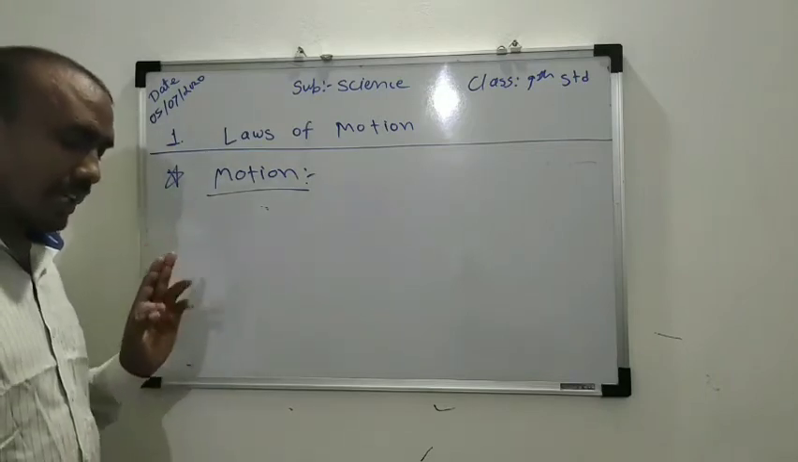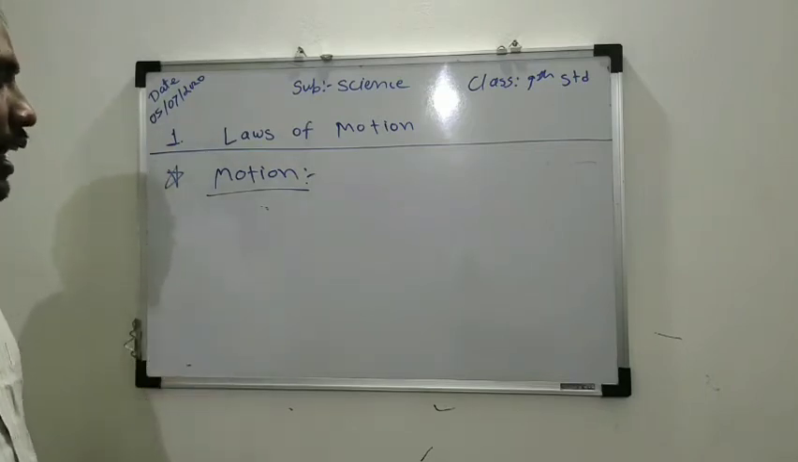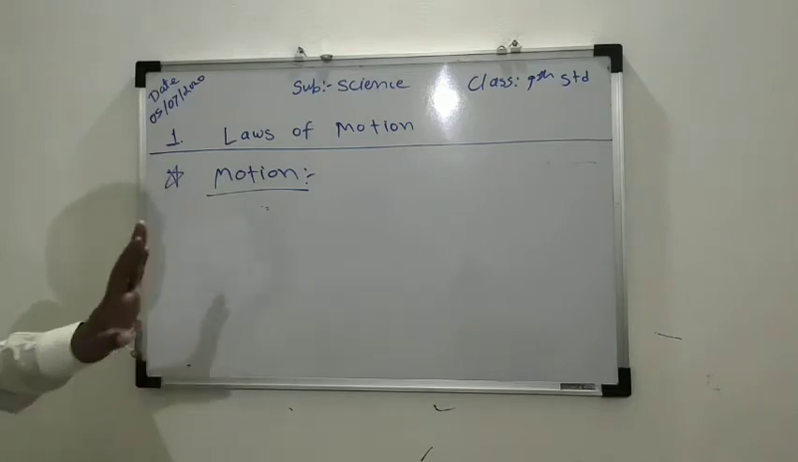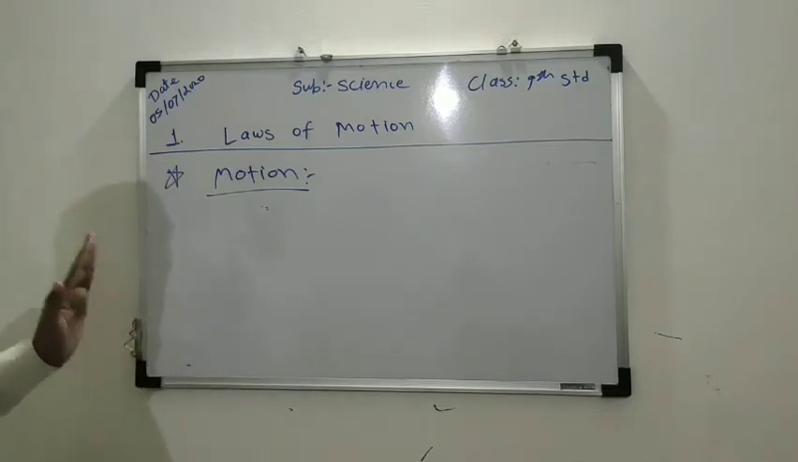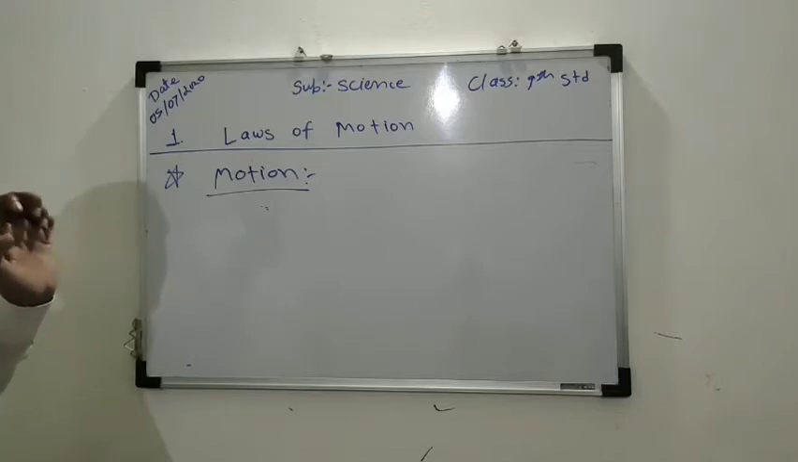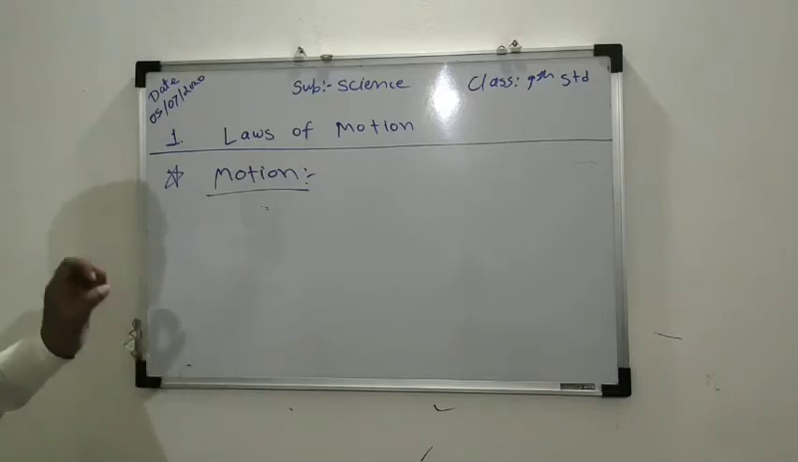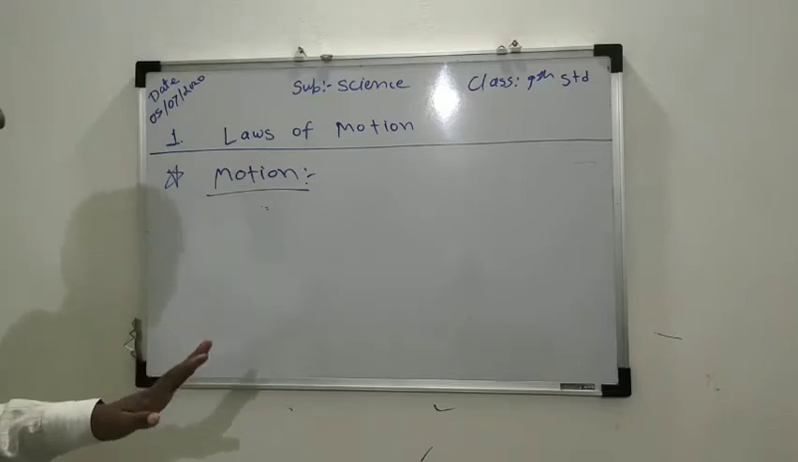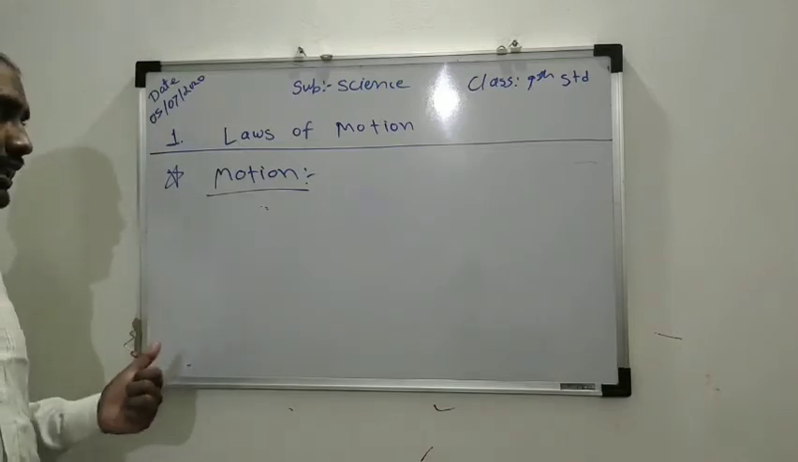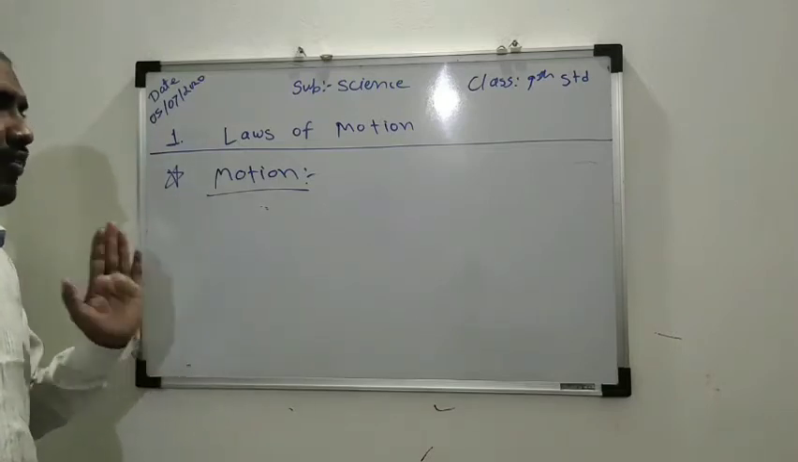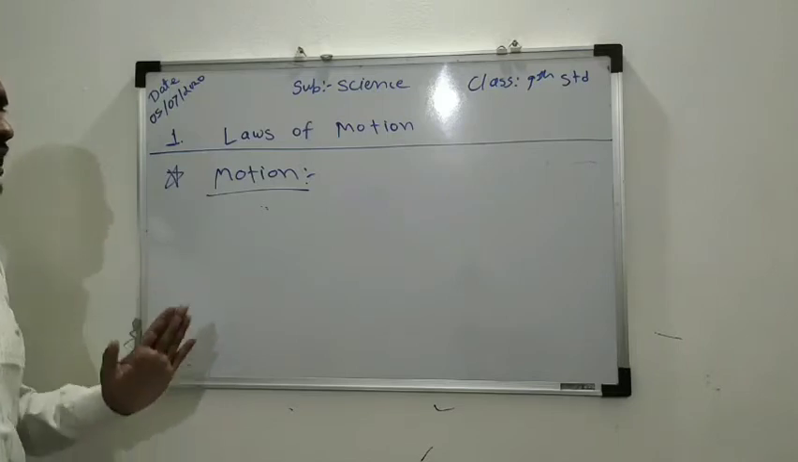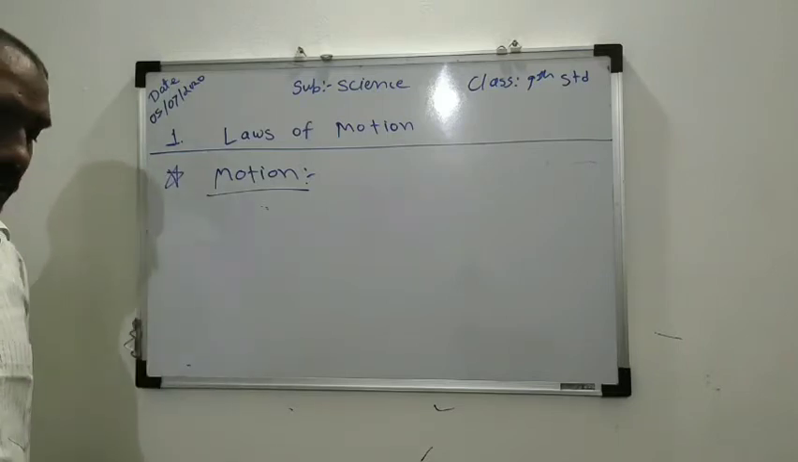Is it? So that's a simple term. Understood what is meant by motion? Motion is nothing but change in position over a period of time, or change in position with respect to time. Okay, it is a relative term. Relative term means that with reference to another point it will be considered as motion.